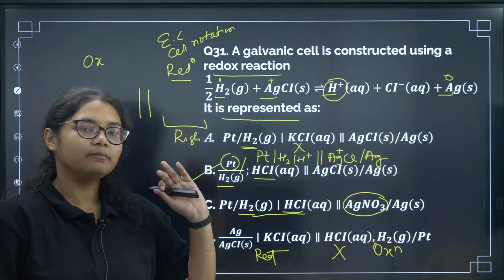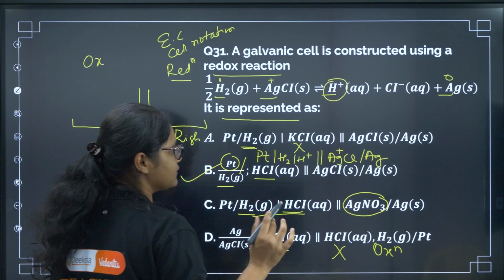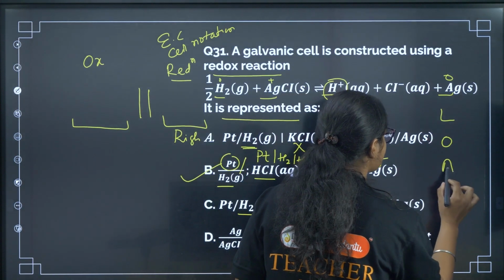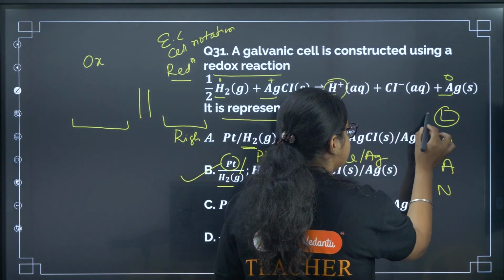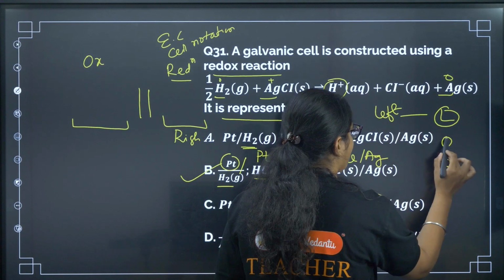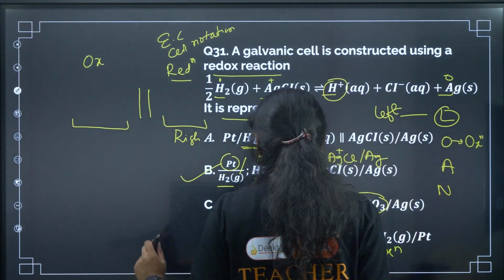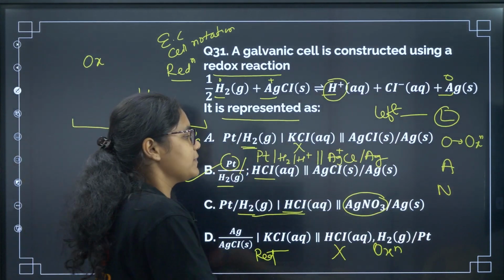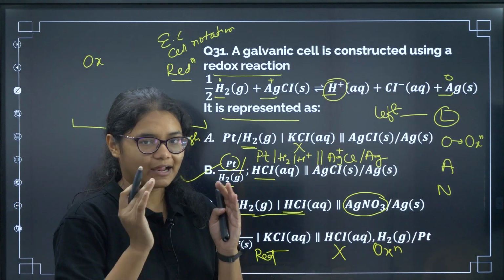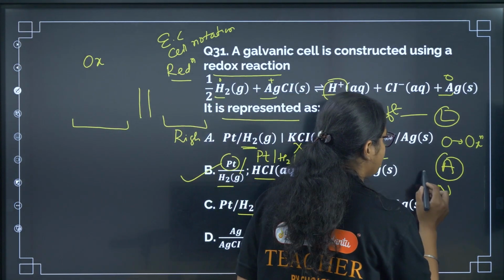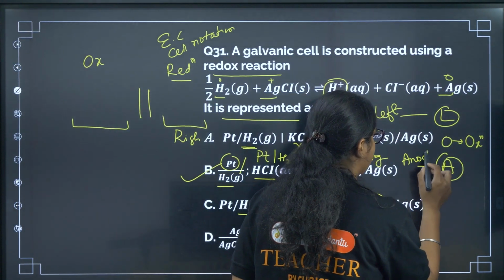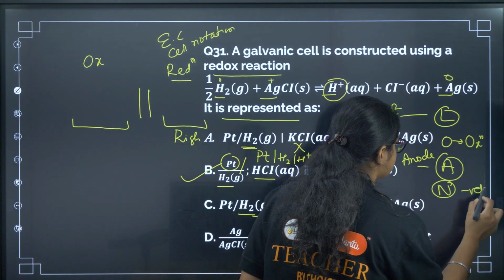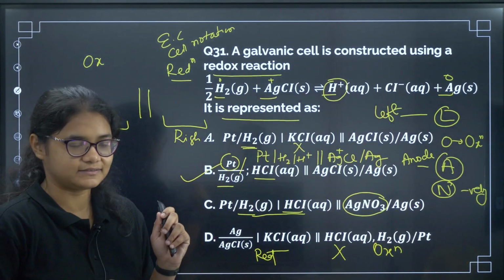Very easy one, but you should remember one thing. I'll tell you another trick here. Remember this one: L stands for left, O stands for oxidation. So always left side is oxidation. The other two are applicable for your galvanic cell, that is anode. A stands for anode, and anode is negatively charged. So you just have to remember these basic things.